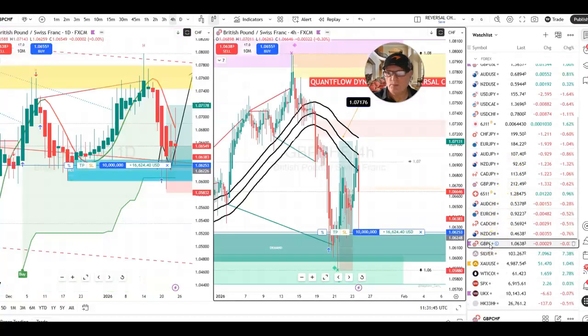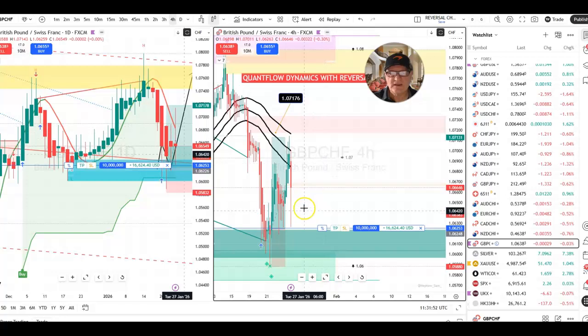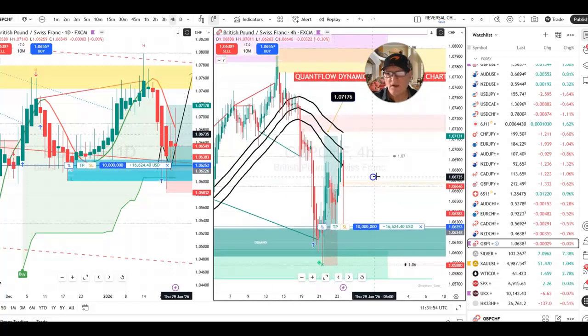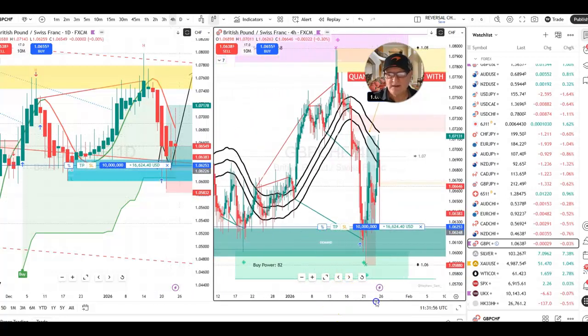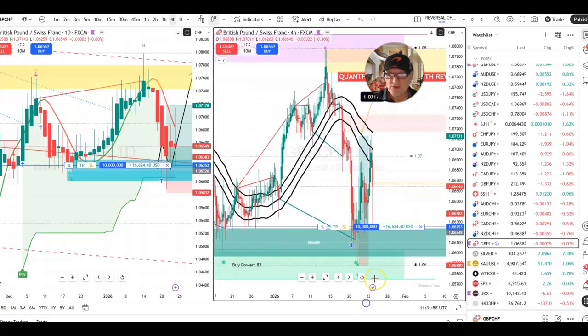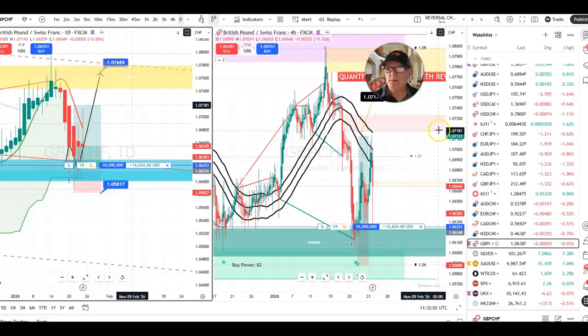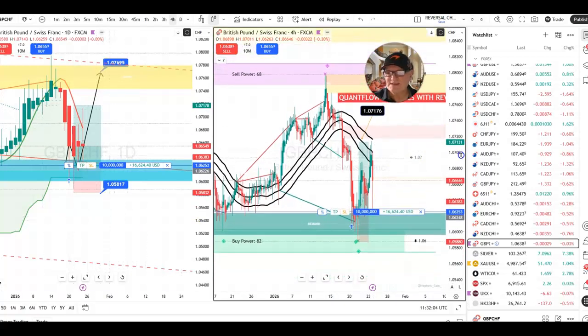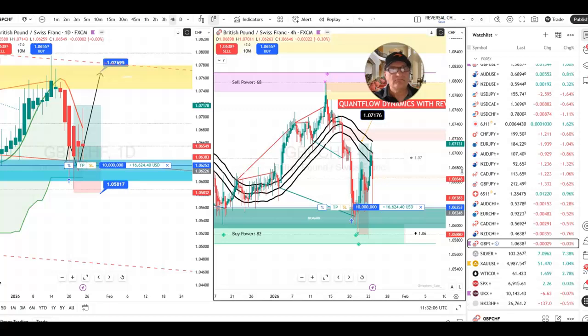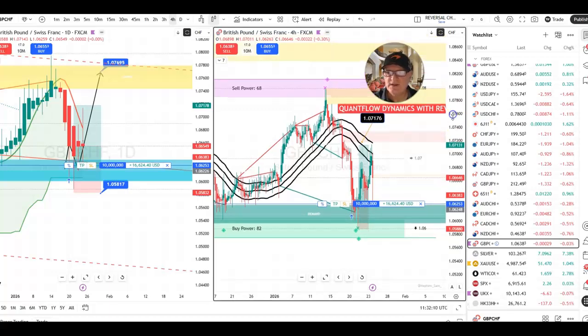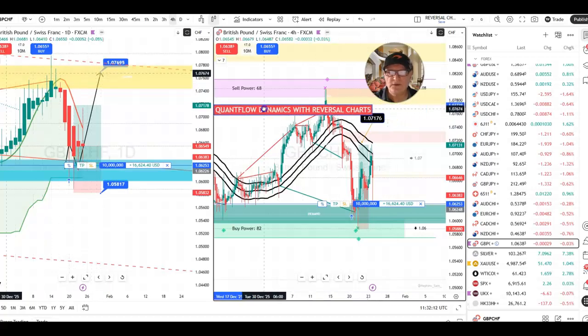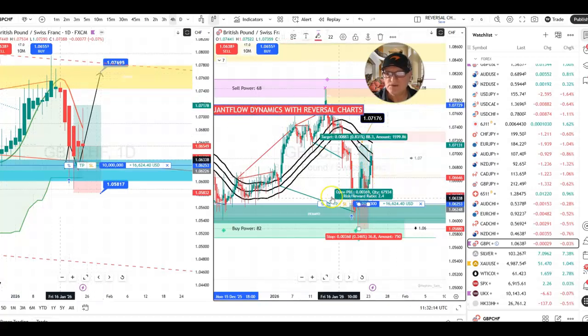I want to talk about reversals. So this is the pound Swiss, and we can see that there was a bounce here. We had a buy power of 82 into this reversal, but it is a reversal rather than a continuation pattern. So I'm looking to buy when the price is in a downtrend, or sell when it's in an uptrend. It's converse to the trend, in other words, using the QuantFlow dynamics with reversal charts.